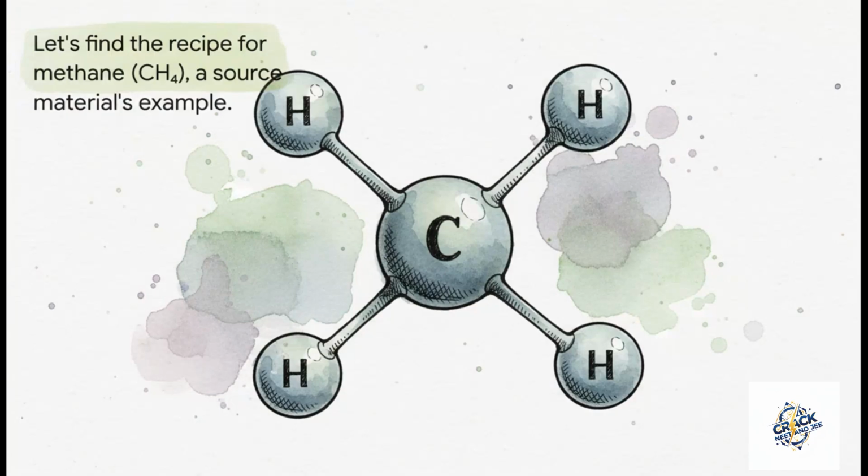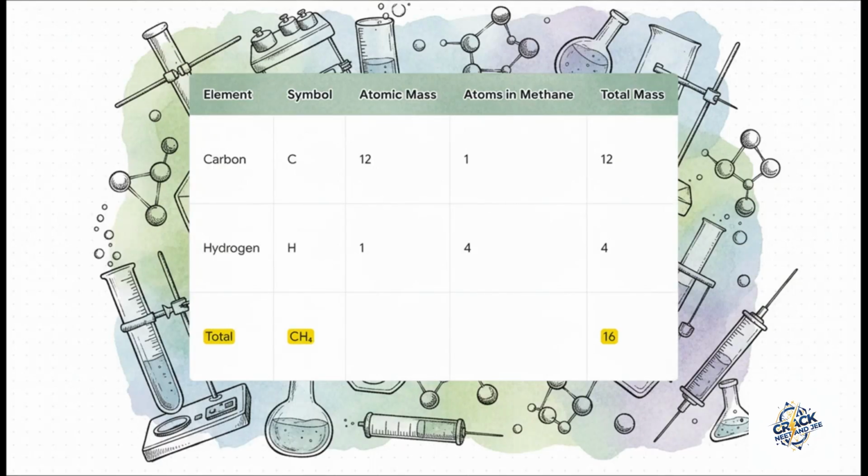Okay, to really get this, let's look at an example. We're going to find the recipe for methane, which you might know as simple natural gas. Its formula is CH4. And that formula is super helpful. It's telling us right away that we've got 1 carbon atom and 4 hydrogen atoms to play with. And check this out. The math here is actually pretty straightforward. We just need to know the atomic mass of our building blocks. Let's keep it simple and use rounded numbers. So carbon has a mass of about 12, and hydrogen is about 1.